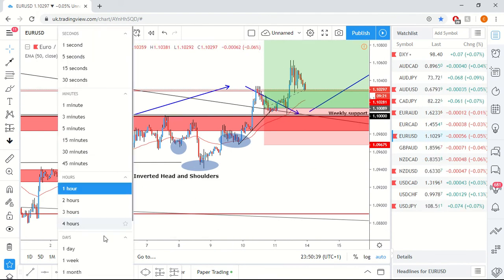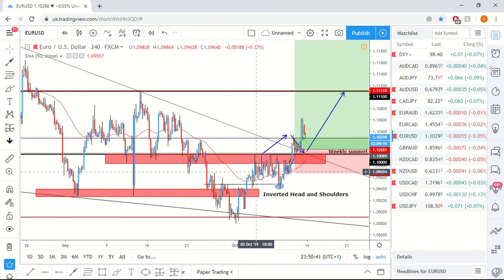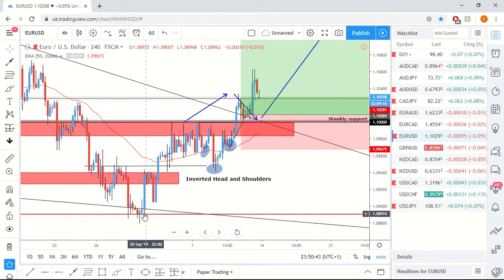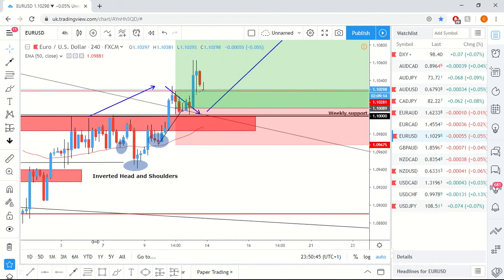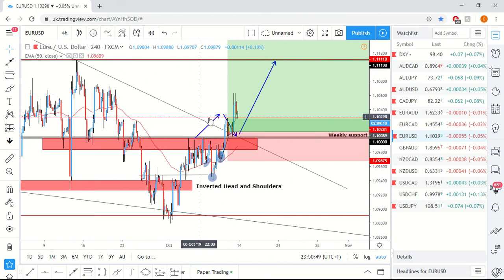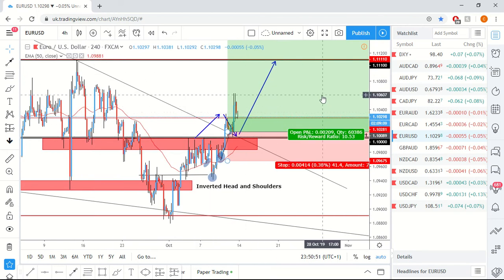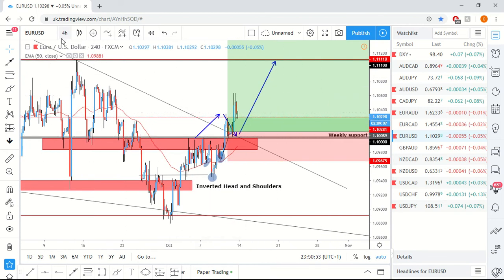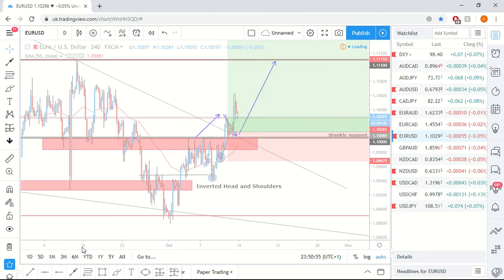So if we go back onto the 4 hour, we can see we have this weekly support here, and then slightly higher we have another series of support, which we might just be retesting here. So that's what I'm looking for in euro dollar. Obviously I'm still in this trade, and I'll be looking to hold this one long term.